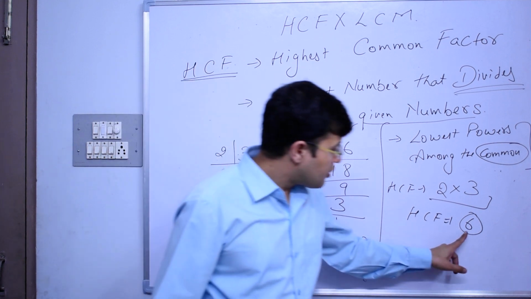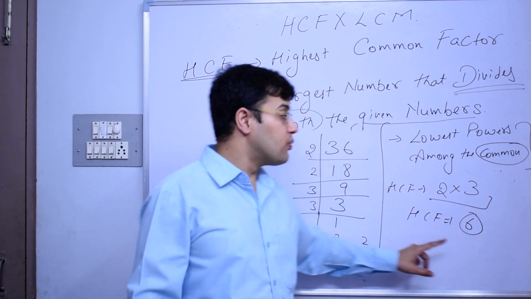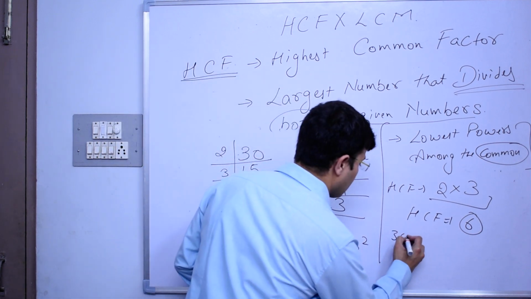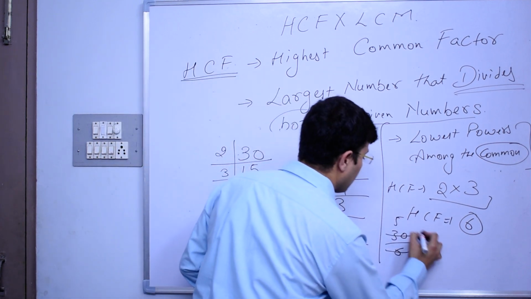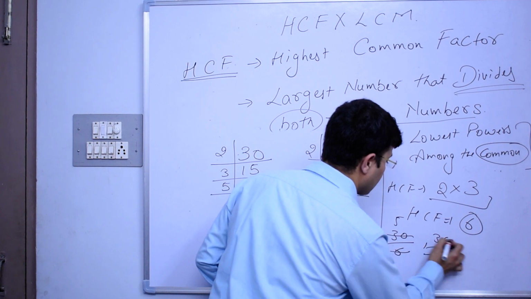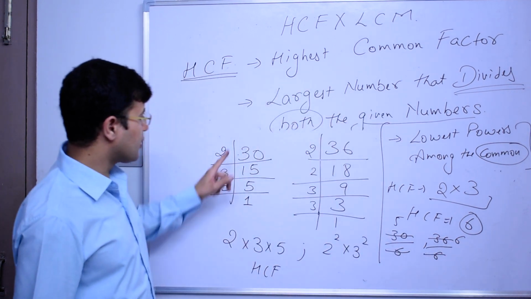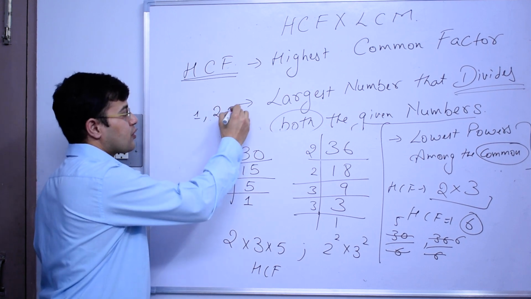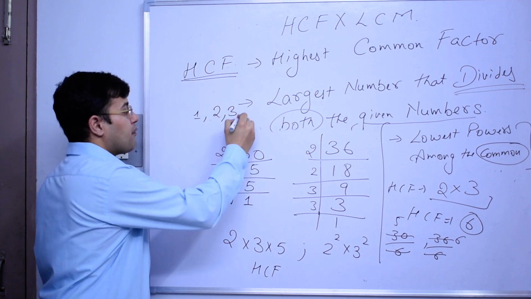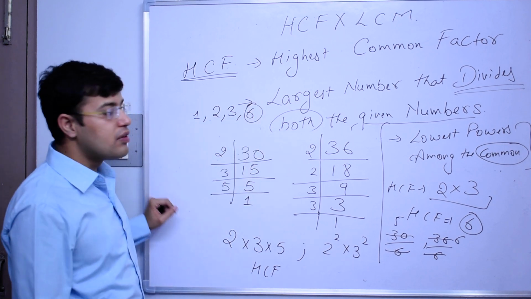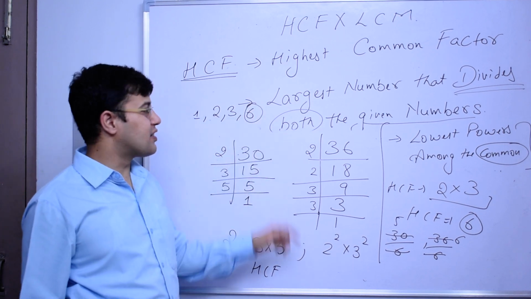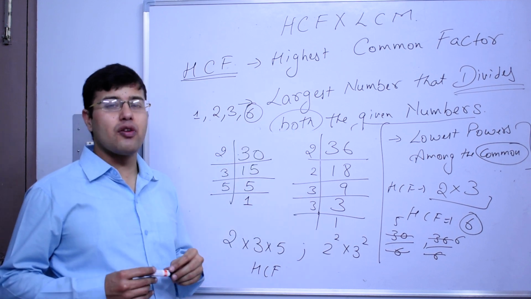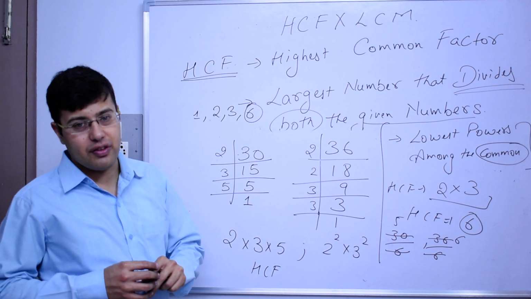Now 6 should be the largest value that divides both of these numbers. So yes, 30 divided by 6 is 5, and 36 divided by 6 is 6. However, they are also divisible by 1, 2, and 3, but the largest value among them is 6. So the HCF comes out to be 6. By this you can verify your answers in the examination, where you don't have to look at the back of the exercise to find the answers.